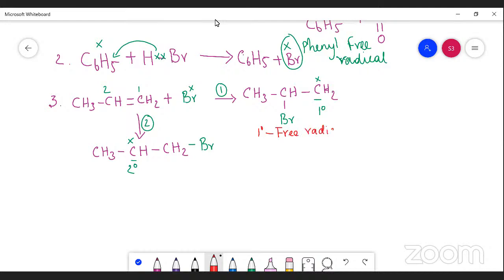This is the primary free radical. Now, this is the secondary free radical. So among this primary and secondary free radical, we take the stability of the free radical. Listen, that is the stability order of free radical.